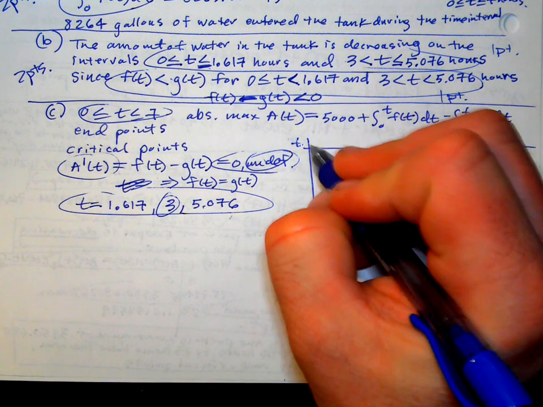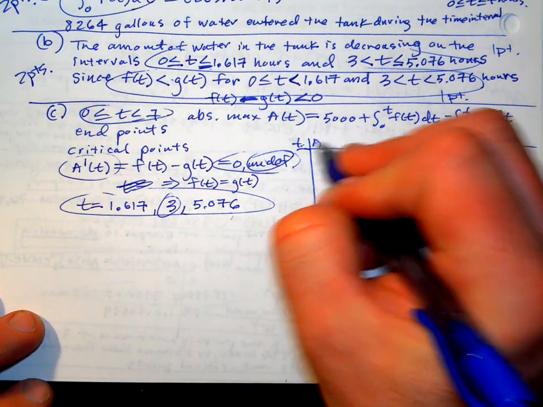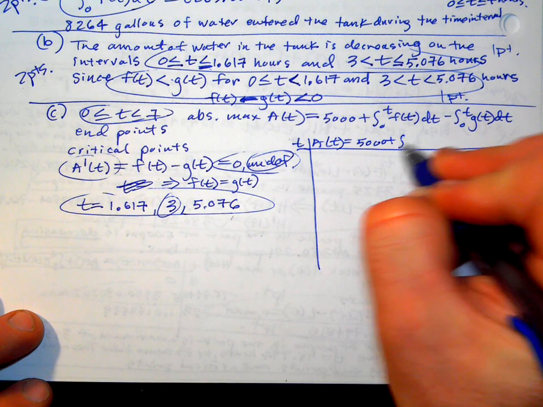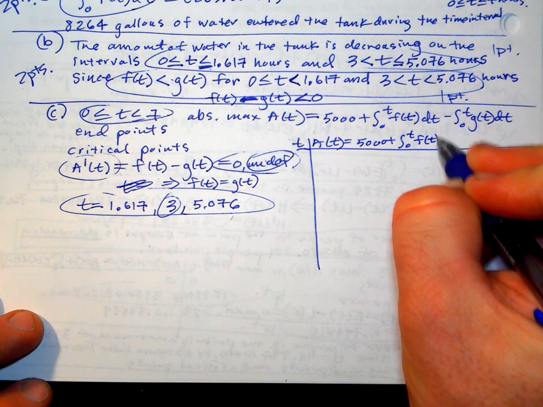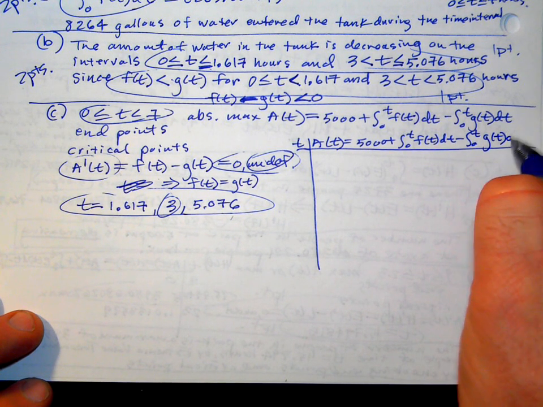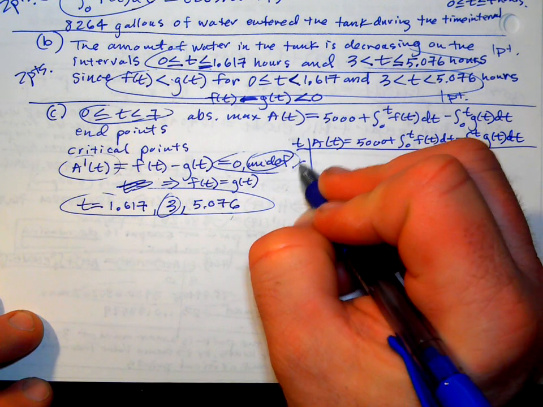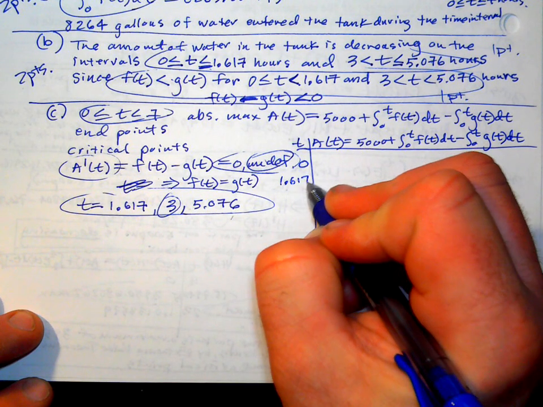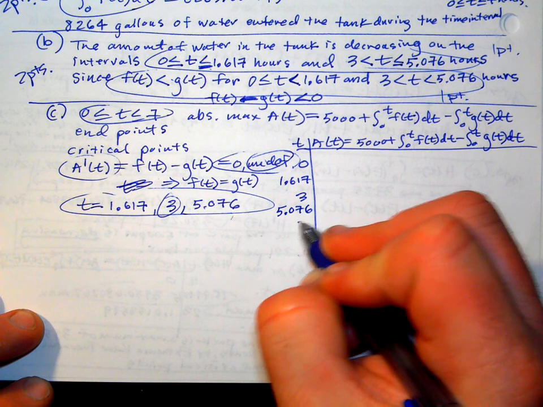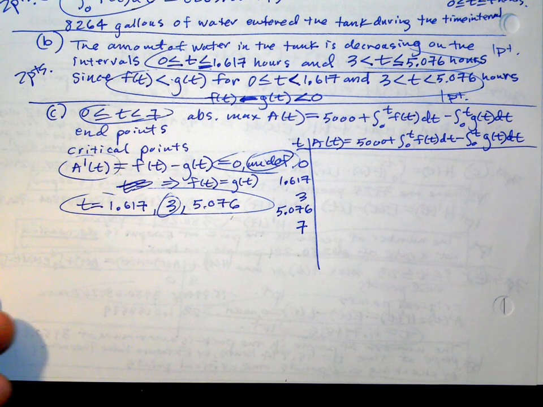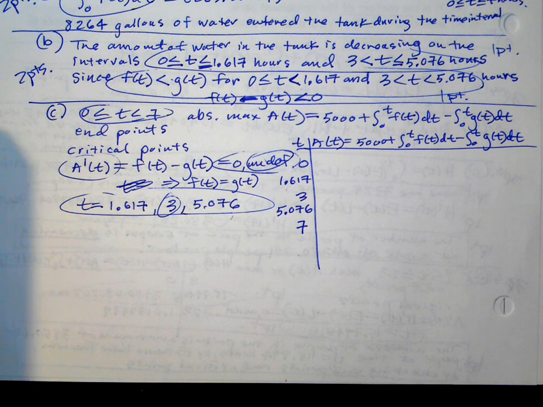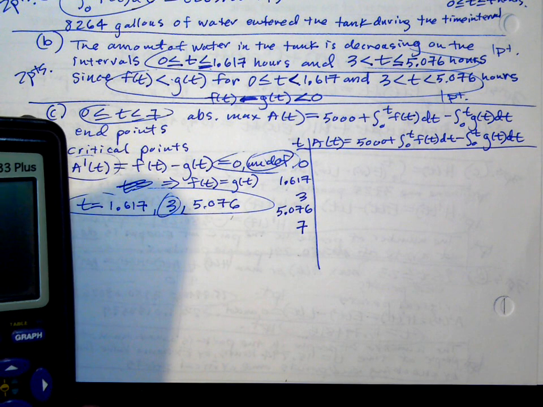And this one's going to get a little interesting. So we're doing our rate model. I'm writing it kind of generically right now. And we're going to put our endpoints in: 0, 1.617, 3, 5.076, 7. Now, usually I would make sure I had more than 3 decimals in my work, but they just gave us those numbers, so I'm assuming that's okay.